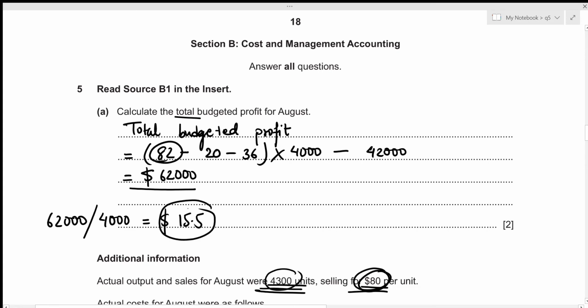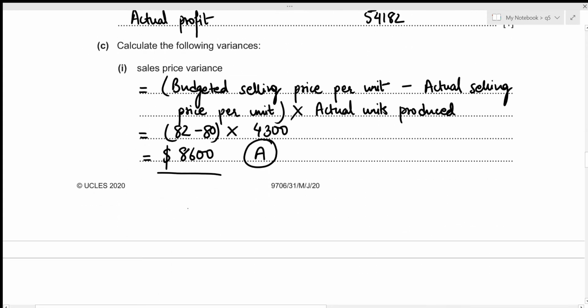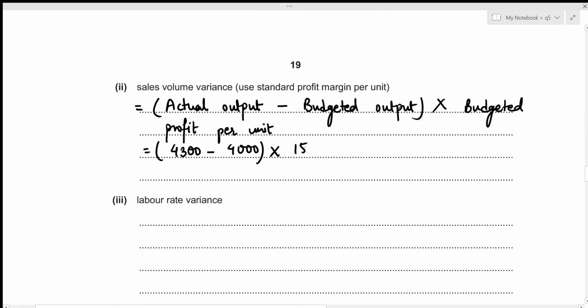So let's substitute this value into our variance. So that's 15.5. And this gives our sales volume variance to be 4,300 minus 4,000 times 15.5, which results in the value of 4,650. And we can see that our actual output is greater than the budgeted output, which means that there is a greater sales volume, right? Which is definitely a favorable condition.